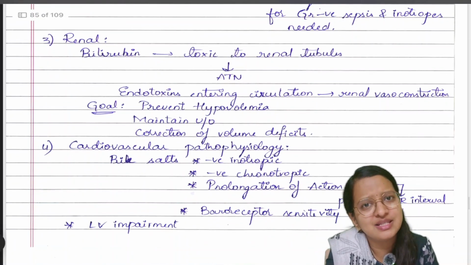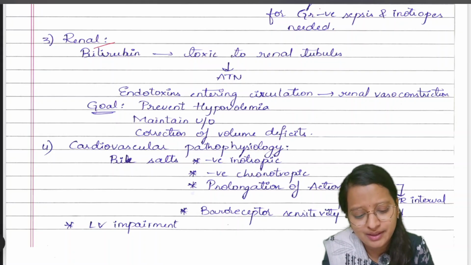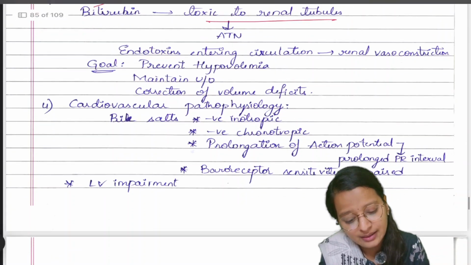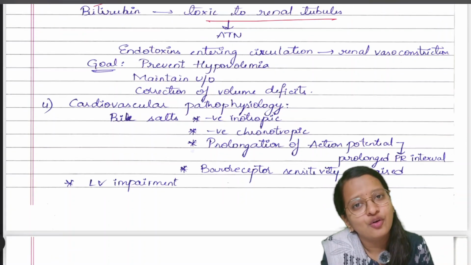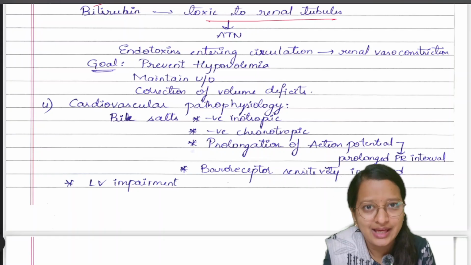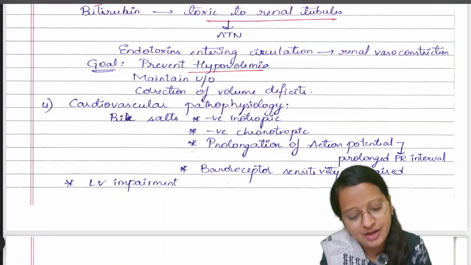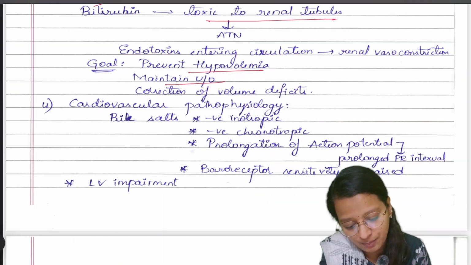Other system effects: this we have already seen in renal, there will be direct toxicity to renal tubules due to increased bilirubin, and the patient might land into decreased urine output, aka HRS. So our main goal is to prevent hypovolemia and you have to maintain urine output.